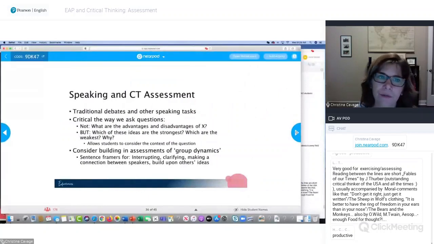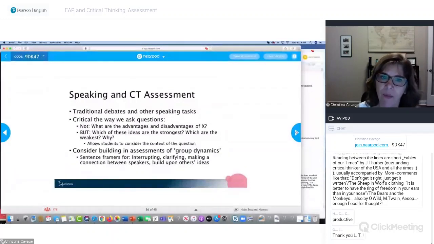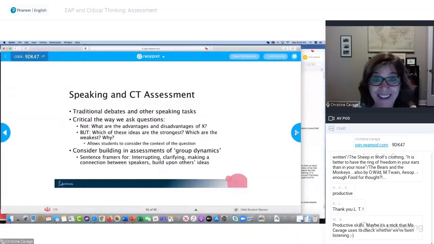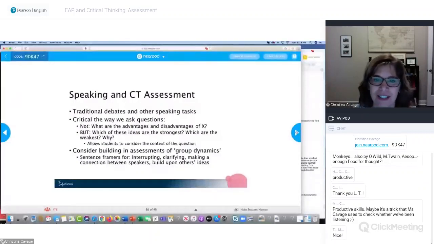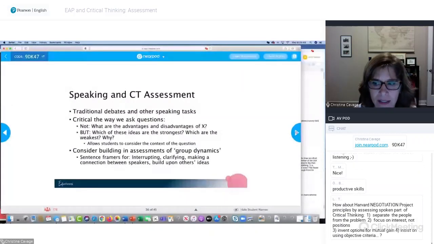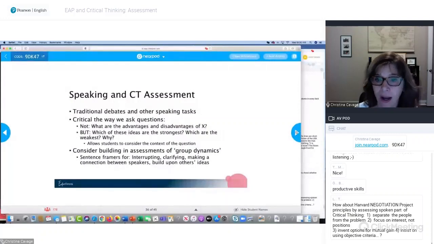It's the same for speaking and critical thinking. I know many of us use the traditional debates and other kinds of speaking tasks that really naturally build in critical thinking. But it's important in the way we ask questions when we're asking students to speak. So I try to avoid things like, what are the advantages and disadvantages, right? Because those are very, very clear cut, and students can often open up a textbook and find the advantages and disadvantages of something. But imagine if we ask the question, which of these ideas is the strongest? Which is the weakest? And why?